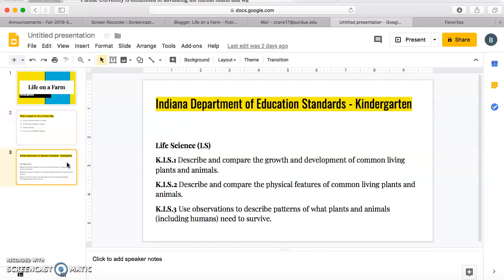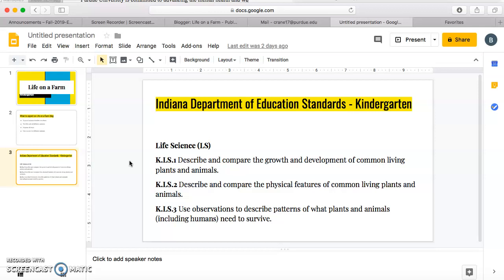And so the Indiana Department of Education has standards, and there are kindergarten standards about life science. Some of these things that a kindergartner would need to be able to do would be to describe and compare the growth and development of common living plants and animals, also to do that with the physical features of common living plants and animals.